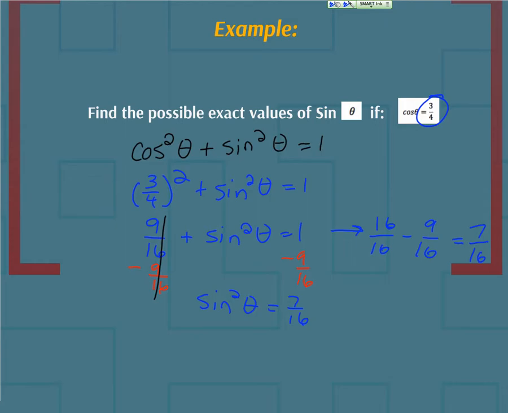So it's sine squared equals 7/16. So how do you undo squaring? Square rooting. Now, do you guys remember when you square root how it could be positive or negative and you have to have the positive or negative values? So I end up with sine of theta equals plus or minus. Now, what's the square root of 7? Yeah, we can't simplify that, so we'll leave that square root of 7. But what's the square root of 16?